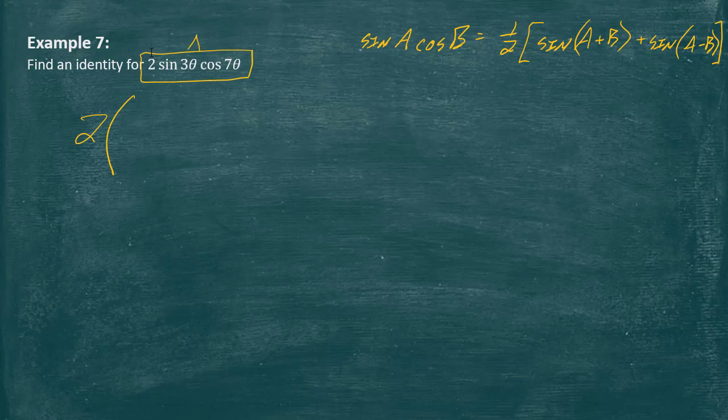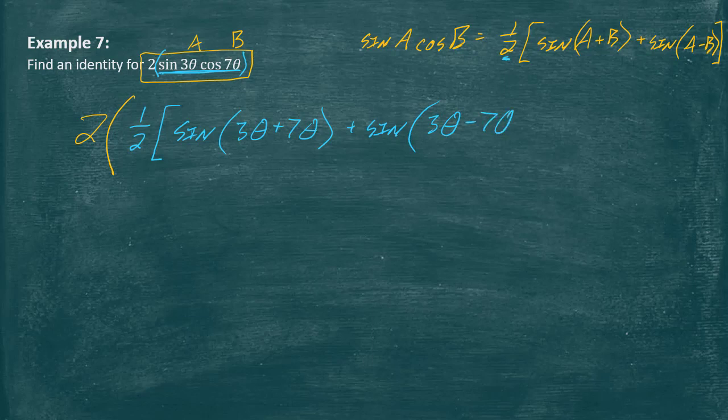So it looks like my A's in this case are the 3 thetas and my B's are the 7 thetas. And now I just follow the formula. If I replace the part here with what I have, notice again I've separated that 2 and moved it out front. So I've got the 1/2 that's going to go first right here. Then it's the big grouping, sine of A plus B, so that's sine of, just to show all of the work, 3 theta plus 7 theta. And then added with sine of the 2 angles, this time subtracted, so 3 theta minus 7 theta.